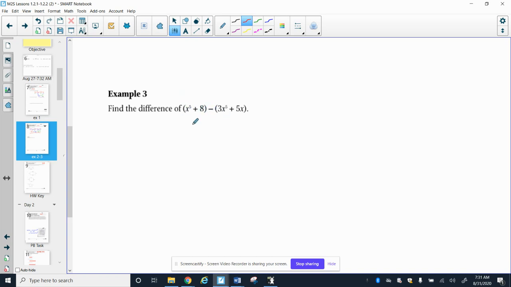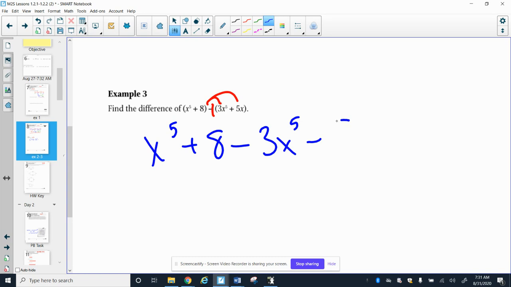Okay, there's nothing in front of this first set of parentheses, so that's still going to stay the same where we have x to the 5th plus 8 out in front. Okay, then we have a minus. And now remember, when we have a minus and then a set of parentheses, this is the same thing as distributing a negative 1 to both of these. Right, so our sign is going to flip on both the terms on the inside. It'll be minus 3x to the 5th minus 5x. Okay.